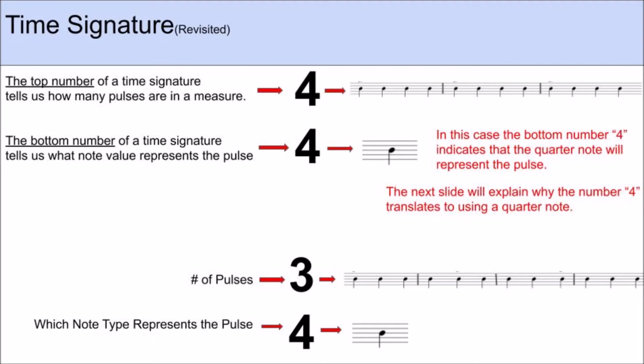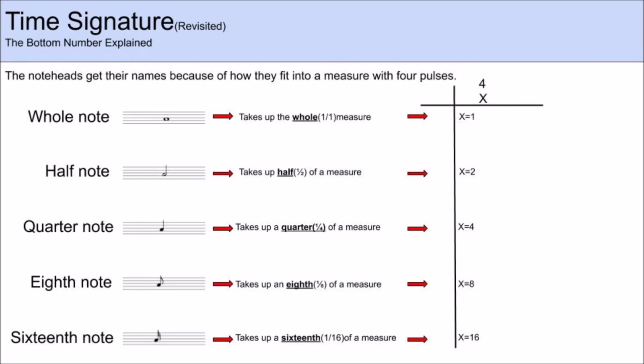Another way to look at this is the bottom number tells you how many of this note would fit in the most common time signature, which is 4-4. In the bottom one, we have 3-4, which tells us we have 3 pulses, and the bottom number is 4, which tells us that the quarter note will represent the pulse. Here, this slide demonstrates the key to understanding the bottom number. Again, this was in a previous slide, but I have it here just in case anyone needs to brush up on it really quickly.